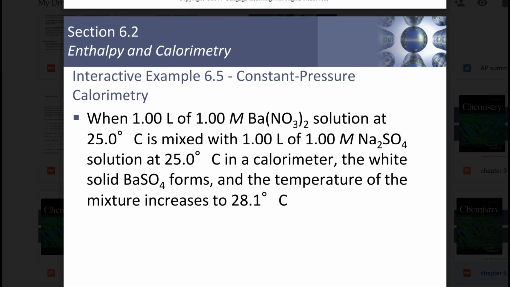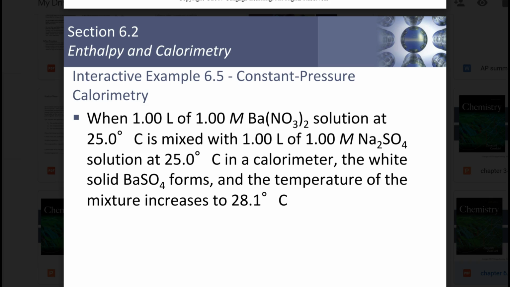Now, if you have 1 liter of 1 molar barium nitrate solution at 25 degrees Celsius, and you mix this with 1 liter of 1 molar sodium sulfate solution at 25, and in the calorimeter, the white solid barium sulfate forms, and temperature goes up to 28.1 degrees Celsius. So you see what's going on first? The temperature changed by 3.1, right? And you added 2 liters of the solution.